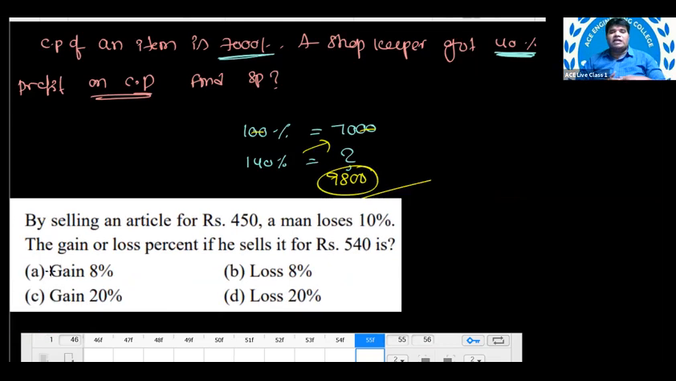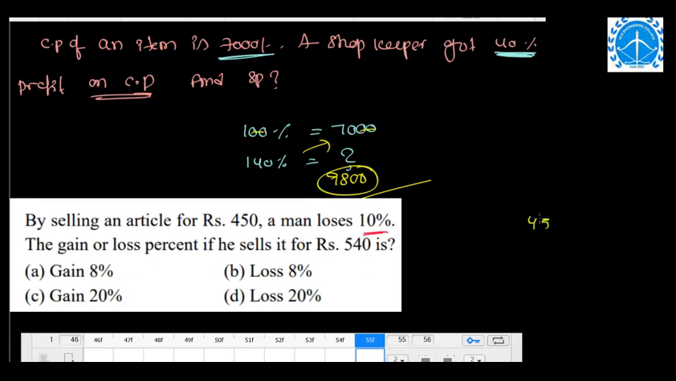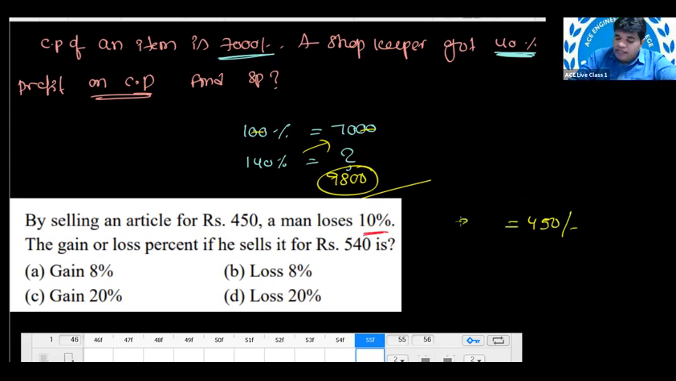By selling an article for 450, a man loses 10%. A man loses 10% means this 450 is equal to how much? 90%. Excellent. 450 is equal to 90%. So the selling price is 540, is it getting a profit or loss? That is the question.